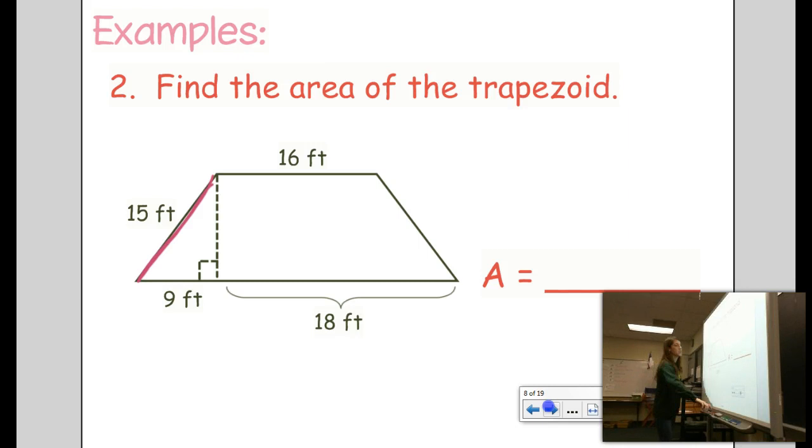Kendall, what's the height of the trapezoid? 12. Where'd you get 12? Pythagorean theorem. 15 squared minus, not plus, guys. 15 squared minus 9 squared. It's 144. Square root of 144. Julius, you got an area for me?